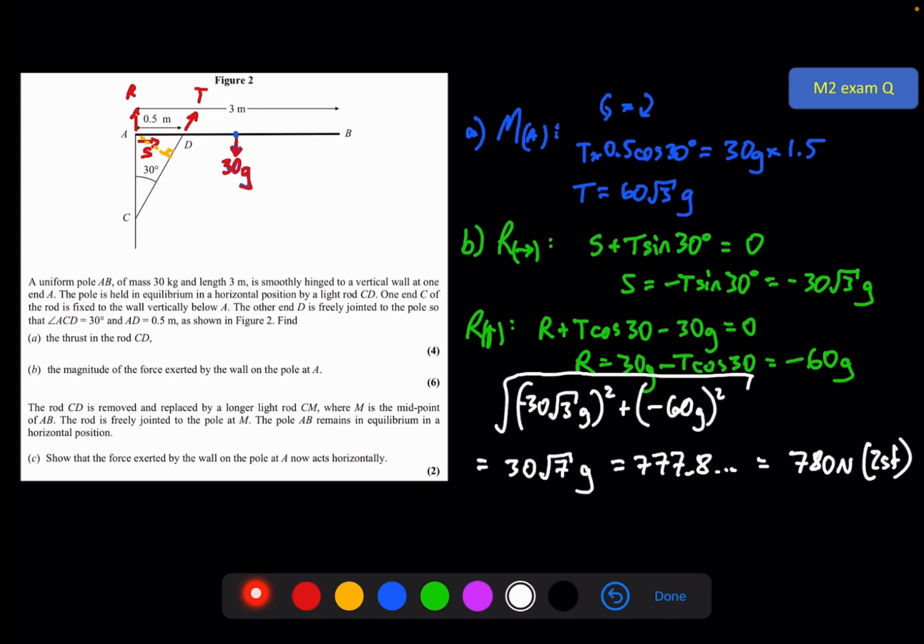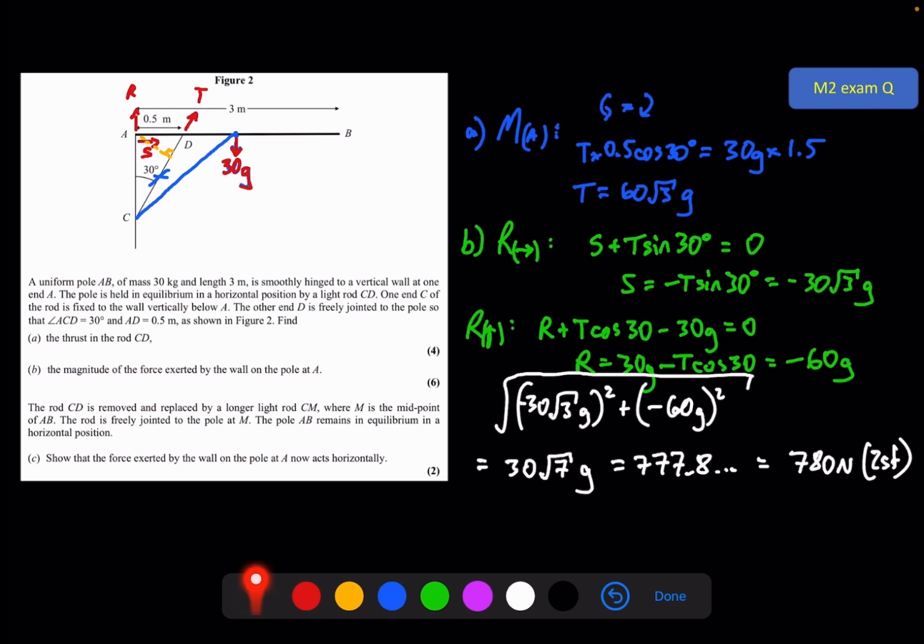Now we have a final part that we did not have on the previous one. The rod CD is removed and replaced by a longer light rod CM, where M is the midpoint of AB. So instead of going from C to D, it goes C to M like this. The rod is still freely jointed to the pole, but now at M, the pole AB remains in equilibrium in a horizontal position. So nothing else changes, we've just got rid of this one, and replaced it with a longer one.